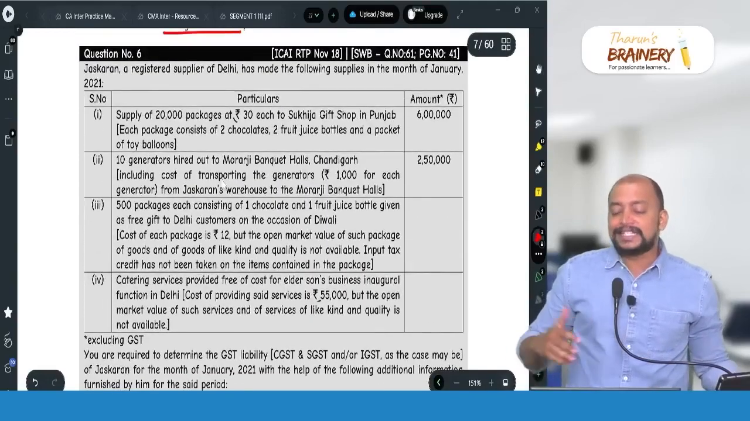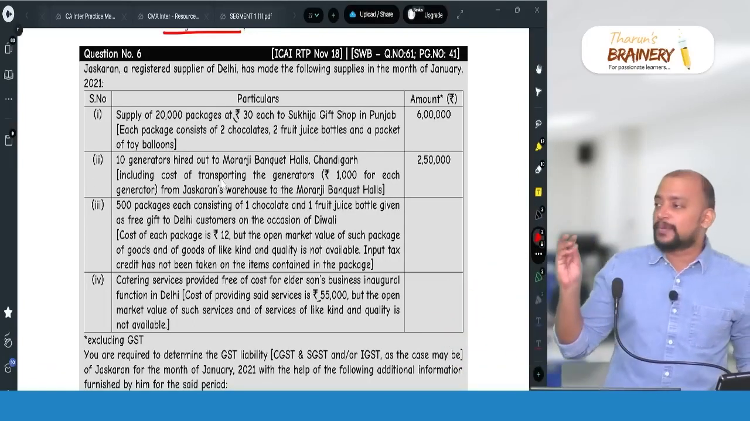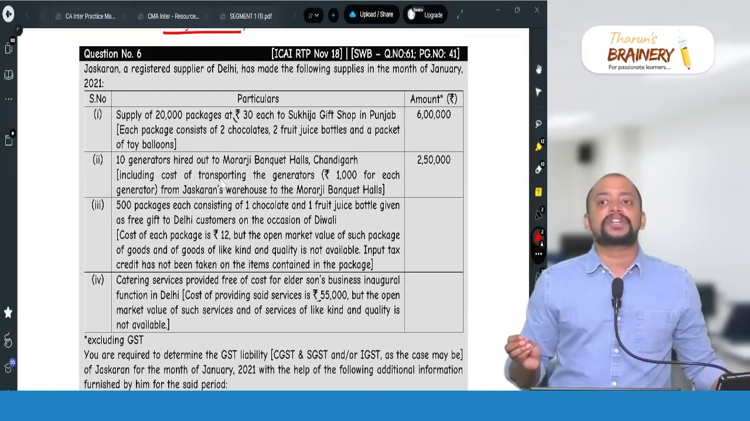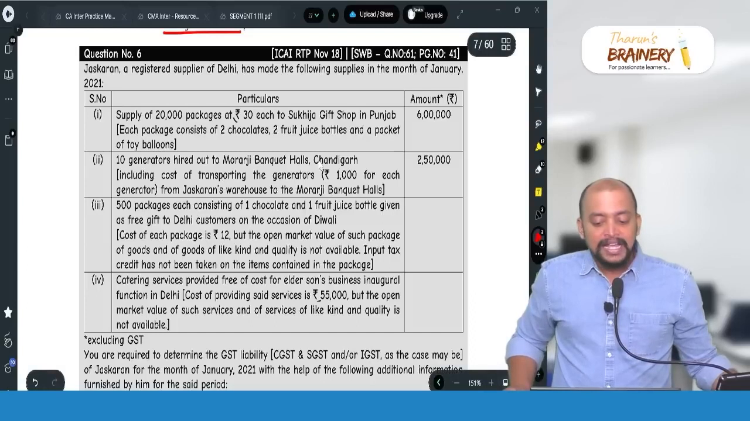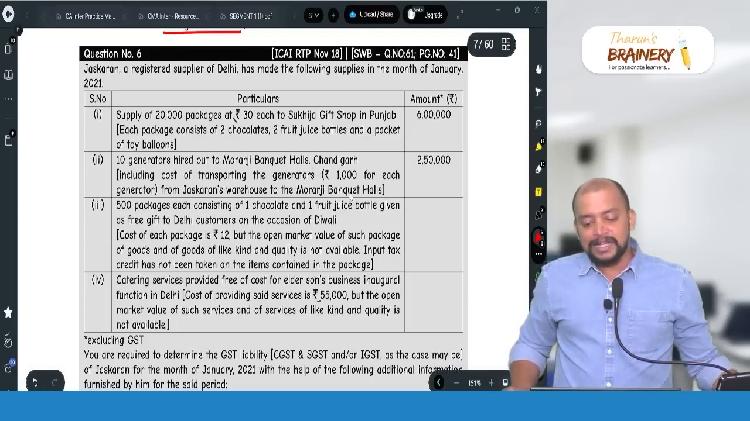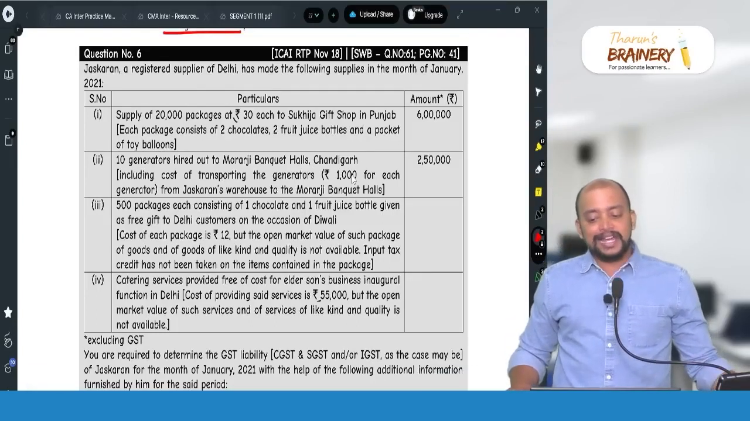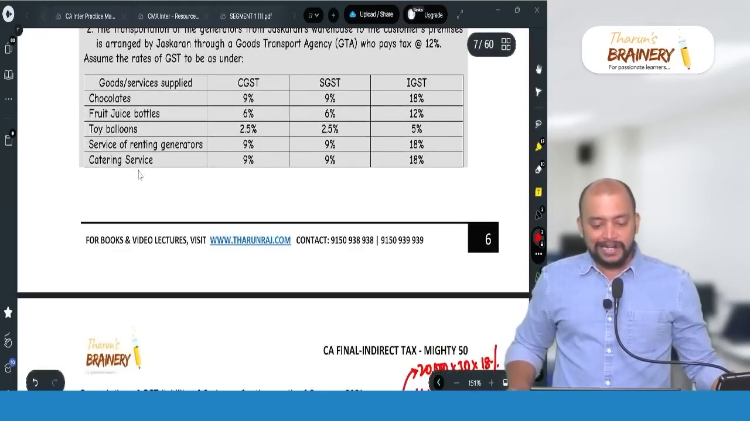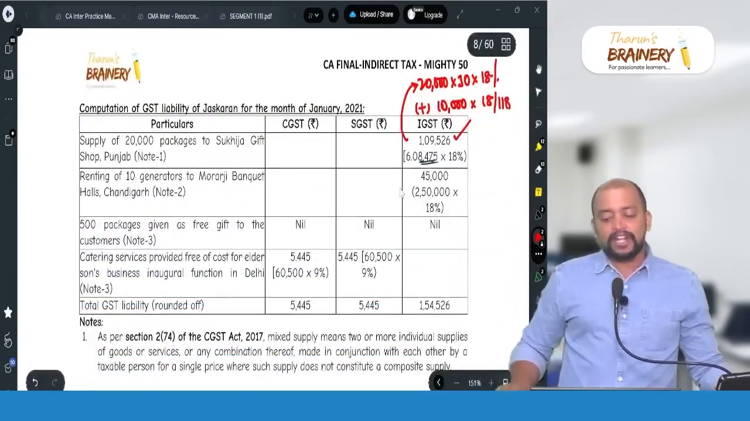And here it is a service. Renting of generator is a service. And we don't have any specific provision. Therefore, we apply the general provisions under section 12, subsection 2. That is, location of recipient will be taken as the place of supply. Recipient is in Chandigarh. So, location of supplier Delhi, place of supply Chandigarh. Therefore, it will become interstate supply and chargeable to IGST. So, 2,50,000 into renting of generators at 18% is 45,000.